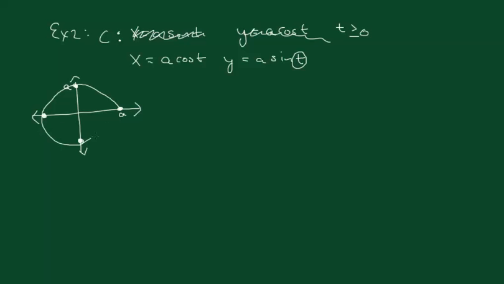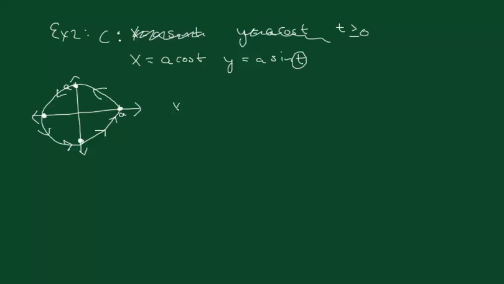Now, this is the worst circle I've ever drawn. But my circle is being inscribed counterclockwise, so I'll put my arrows here to show the orientation. As t increases, we form the circle. So you should know that this parametric equation is the equation of a circle with radius a.